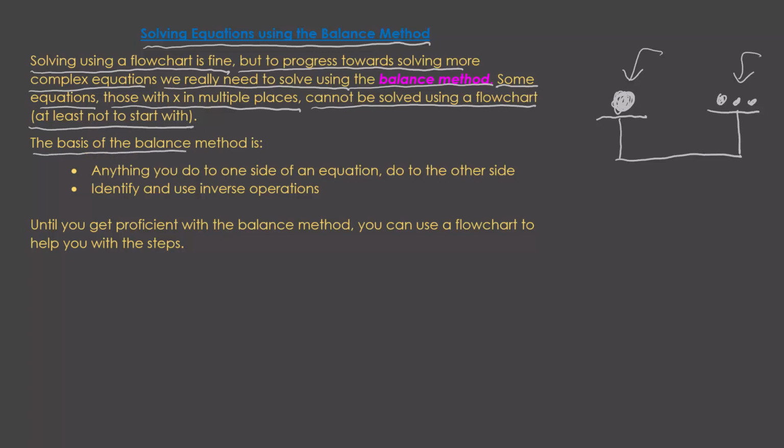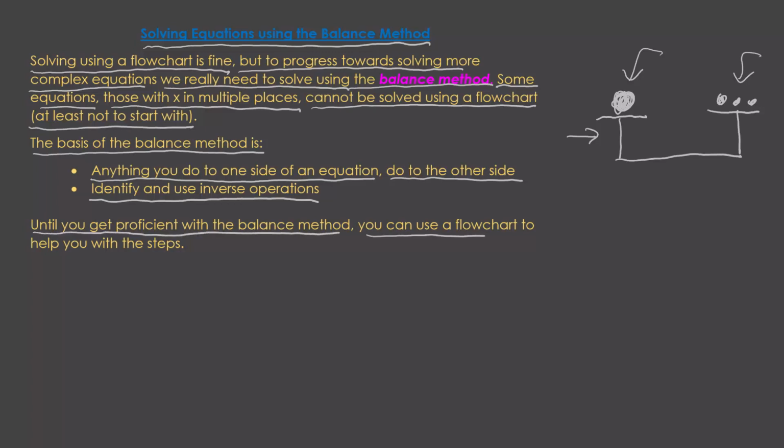The basis of the balance method, as we discussed briefly over here, is that anything we do to one side of the equation, you have to do exactly the same to the other side. You need to identify and use inverse operations. Until you get proficient with the balance method, you can use a flowchart to help you with the steps, at least when the flowchart is applicable.